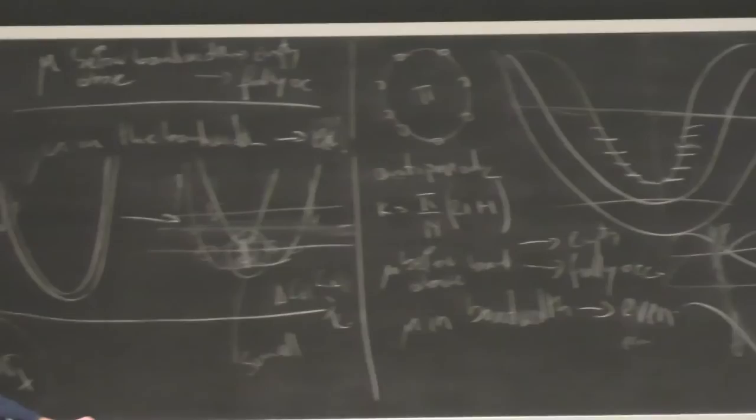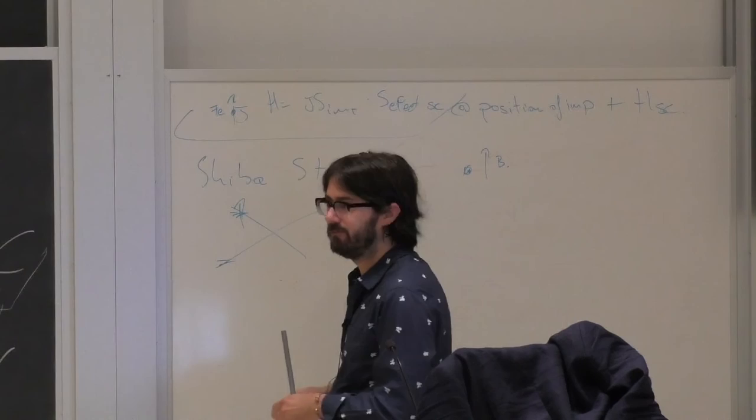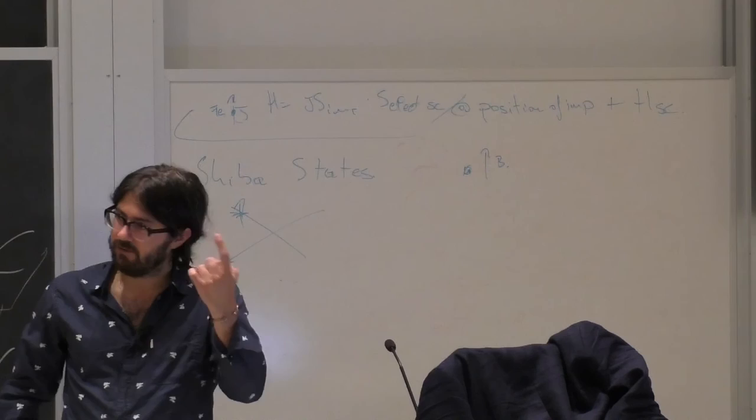Okay? So the Shiva state, the transition there was between, you know, unoccupied, say, and here it's like spin up, if this was spin up, for example. Okay? So all of these Shiva states actually have spin. Okay. So let me show you how.